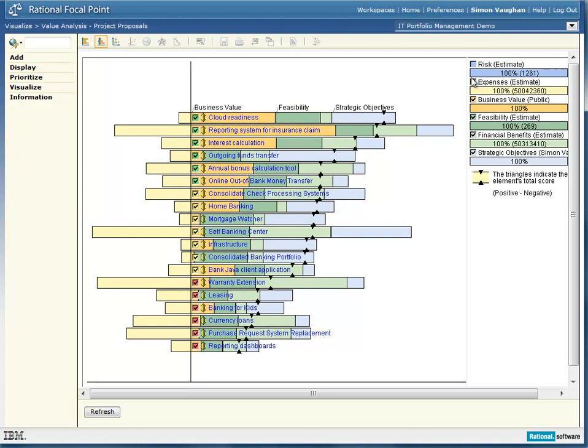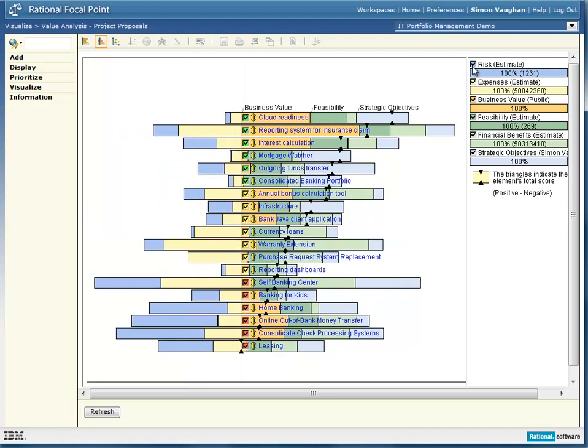We can then begin to do some of the trade-offs against risk and against cost. When I add those into the picture, we get a dividing line coming down which enables us to visually separate out the things that we want to minimize from the value that we want to create.